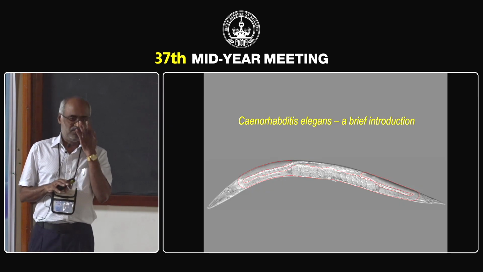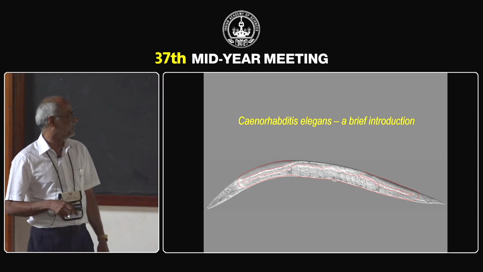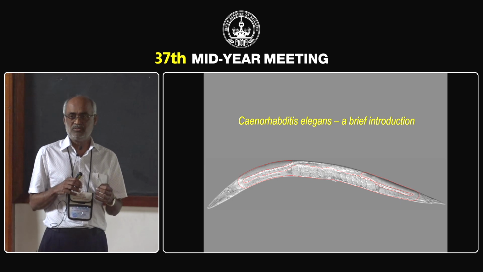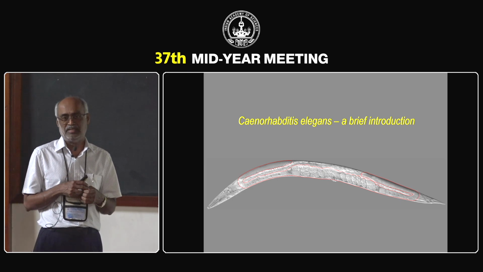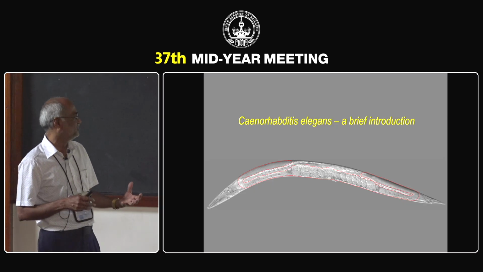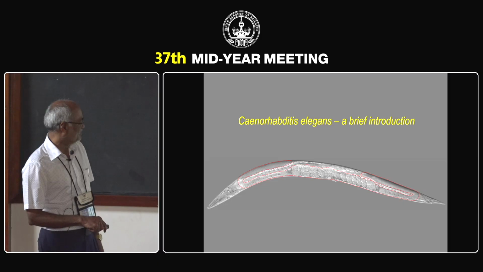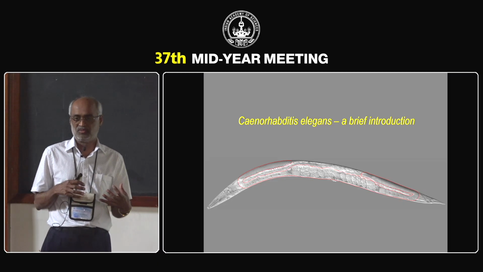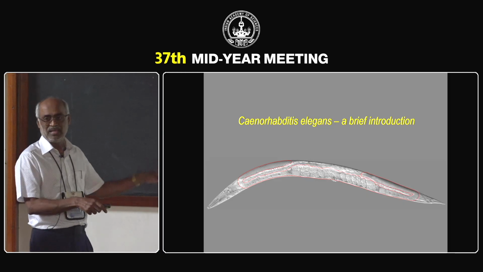We do all of this using a wonderful model organism called Caenorhabditis elegans. It's a free-living nematode that you usually find in temperate conditions, in rotten vegetables and fruits. This is the head to tail. It's about 1 millimeter, so you need a dissecting microscope to work with. It's not this big a worm.